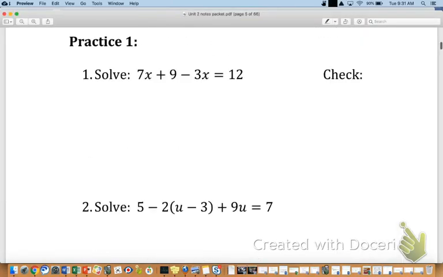Okay, so here we go. Practice 1. I want to give you a second. For those that don't have the Unit 2 packet, I'm going to print some of those off and bring those to you tomorrow. There's a decent number of you that could use that. Write down number 1. Write it down as is. It says solve 7x plus 9 minus 3x equals 12.